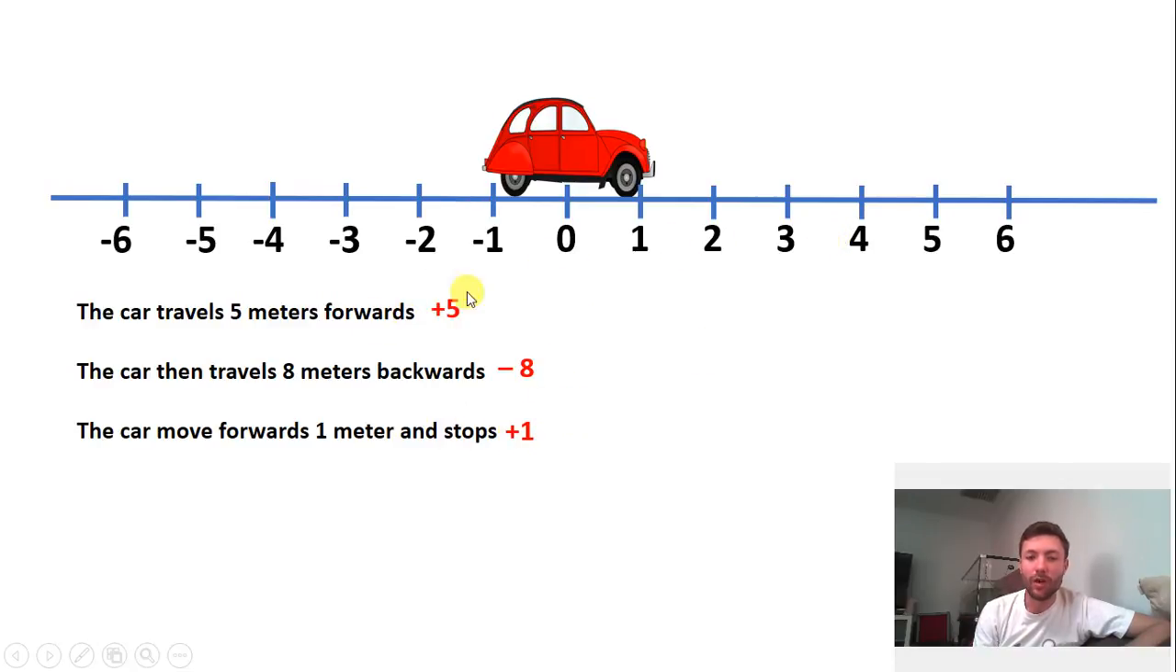So now we can write that out in a mathematical way. So we can have +5, and then we're going to add all these together, so that's why we get a little add sign here. So +5 plus -8 plus -1. So we can work out what this is.